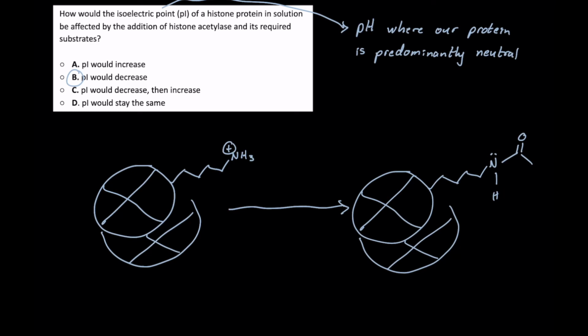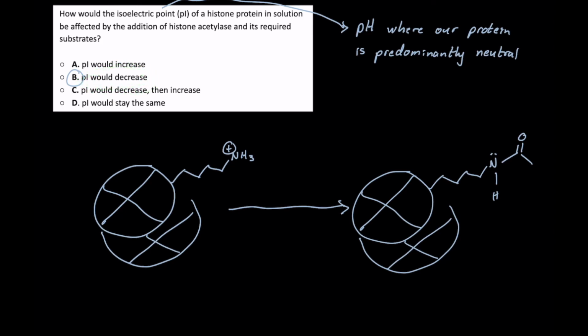Okay. And of course, there are going to be a lot of other side chains that we have to deal with, but if we neutralize a lot of these lysine residues, as well as maybe some arginine residues, we're not going to have to go as high in the pH to get that protein to be neutral. Therefore, our pI would actually decrease.